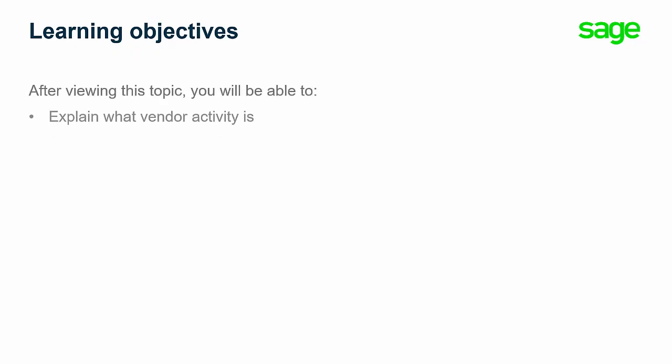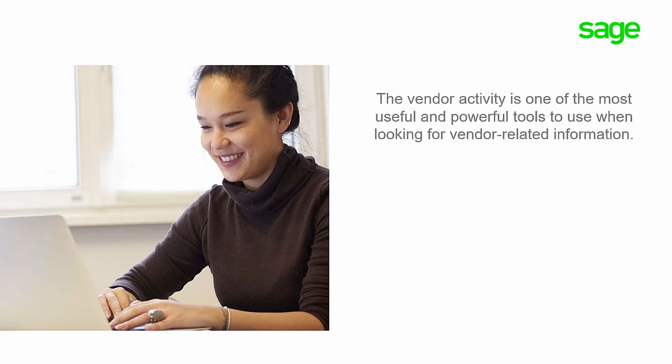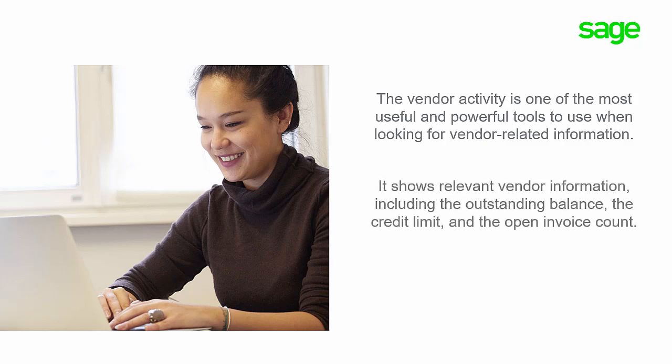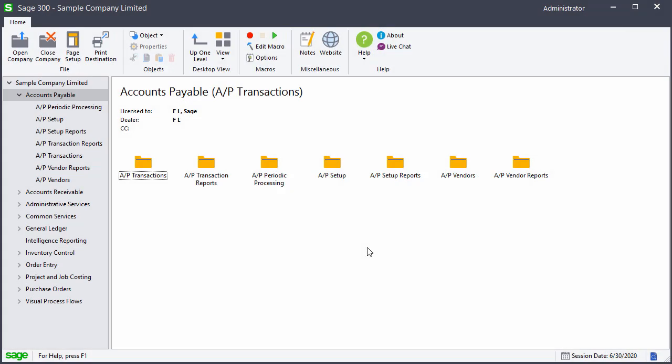Over the next few minutes, we will show you what vendor activity is and how to access it. The vendor activity is one of the most useful and powerful tools to use when looking for vendor-related information. It shows relevant vendor information, including the outstanding balance, the credit limit, and the open invoice count. Let's see how to access the vendor activity.